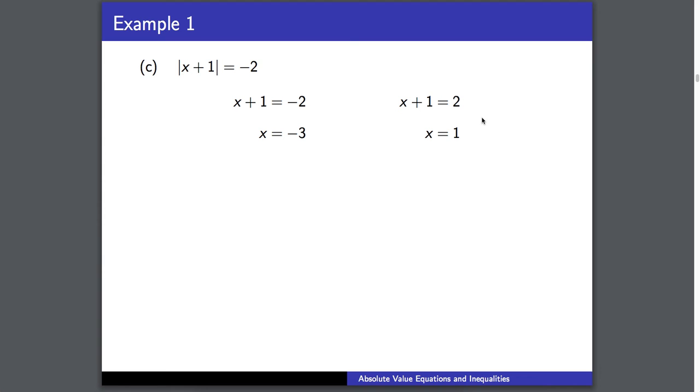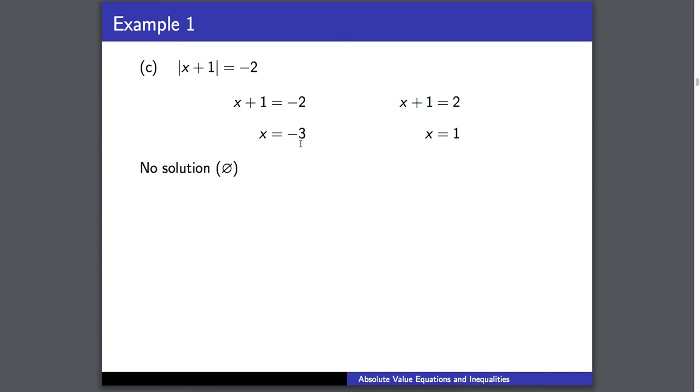And if we solve each of these by subtracting 1, we get x equals negative 3, and we get x equals 1. Now, if we substitute negative 3 in for x, we get absolute value of negative 2, which is actually positive 2. So this one does not appear to make the original problem true. Also, when we plug in a 1 for x here, we get 1 plus 1, which is 2. The absolute value of 2 is 2, so this doesn't work either. It turns out that this one has no solution.